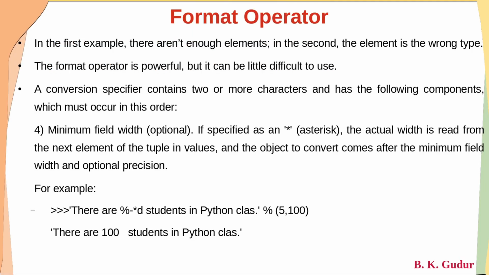And one more thing, dear students, as I told, the asterisk we can specify to say in how many spaces we want to print. That can be specified as an argument in a format specifier. Like there are %-*d students in Python class. Here, if you see, dear students, there is only one %. Whatever the first argument is, it will be used in place of the asterisk. The meaning of this is print this particular argument in 5 character spaces.